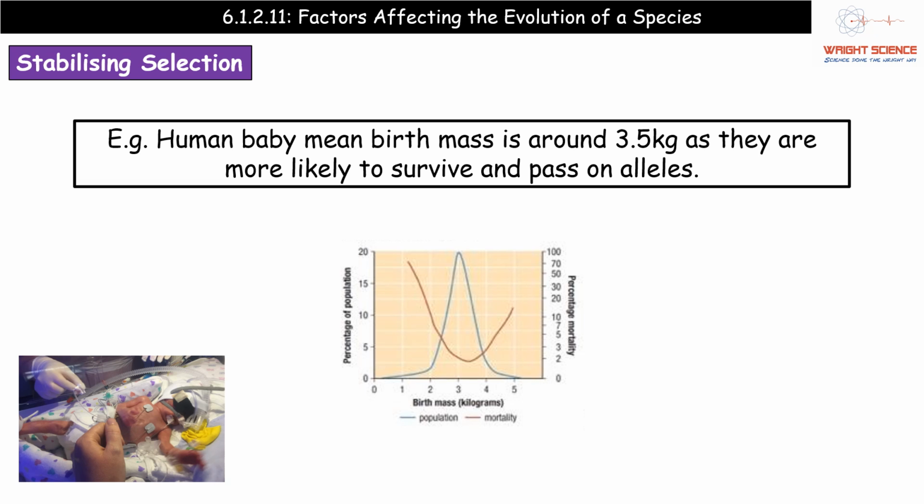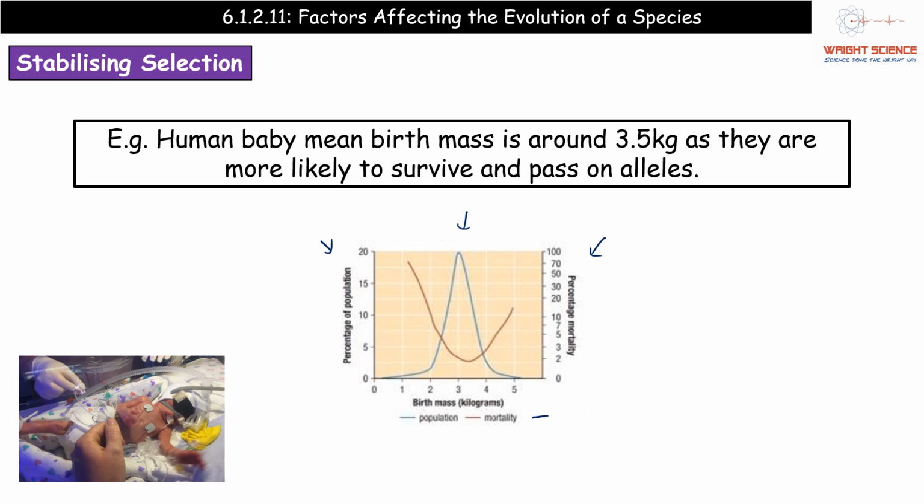So what we can see in the graph that I've given you at the bottom here is we've obviously got three different axes labelled. So on the x-axis at the bottom, we've got our birth mass in kilograms, and then we have two different y-axes. This is where you need to be careful and think in your exam, okay? So on the left-hand side, we've got the percentage of the population, and on the right-hand side, we've got percentage mortality.